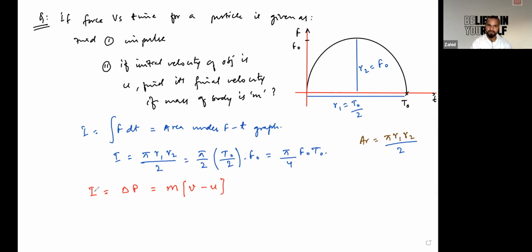If you put the value of impulse here, you will get m times v minus u is equal to pi f naught t naught divided by 4. Move the mass to the other side and u to the other side, and you will get the final velocity is equal to the initial velocity plus pi f naught t naught divided by 4 times m. So this will be the final expression of the final velocity.